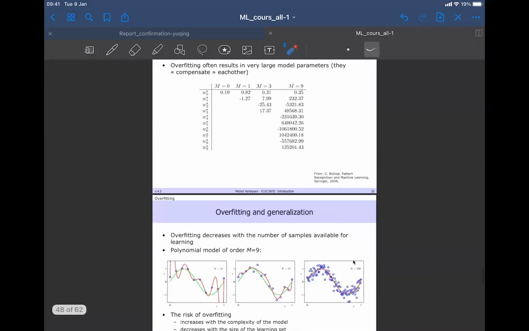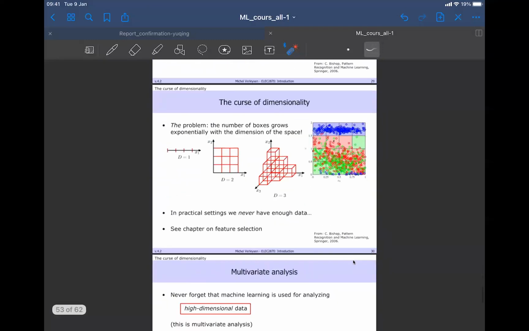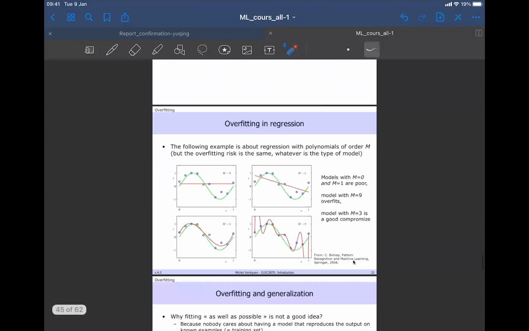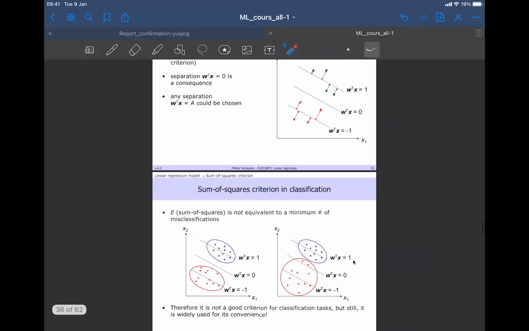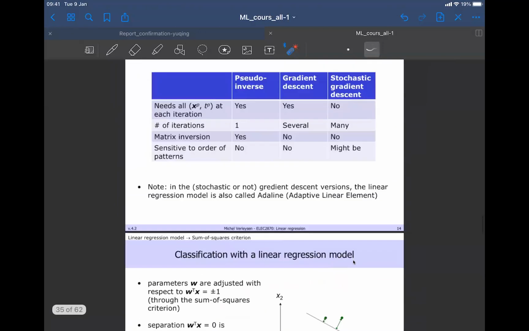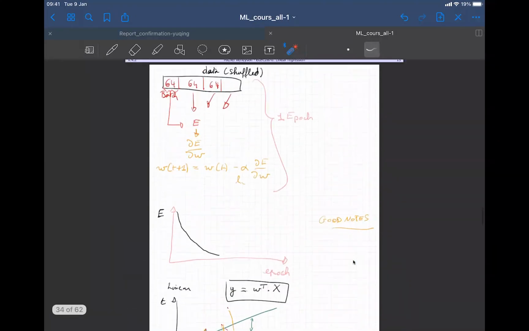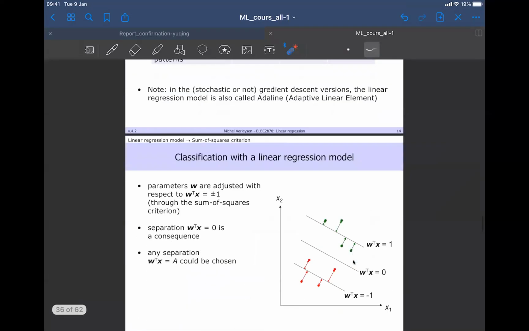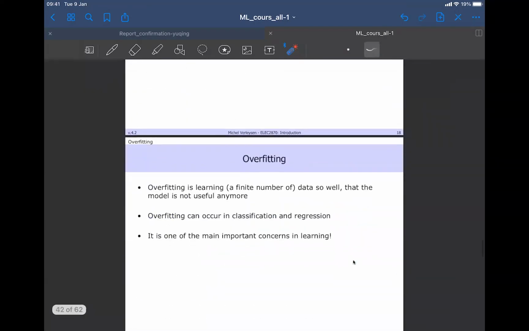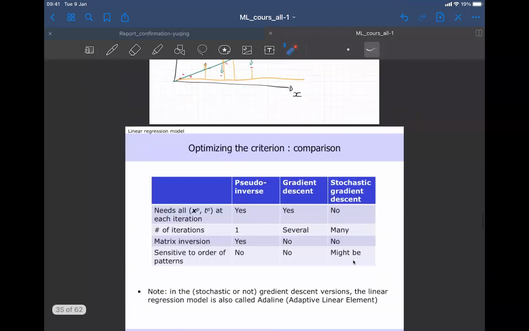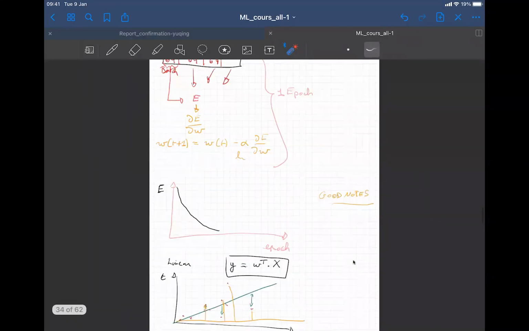So does the alpha have a range of values it can take? Sorry? Does the alpha have a range of values it can take? Let me get back. So the learning rate alpha.